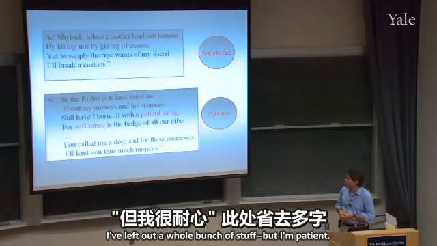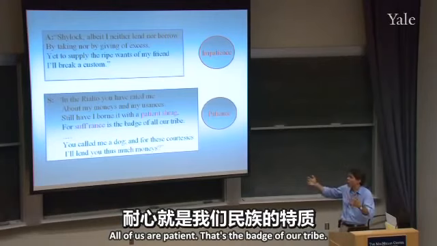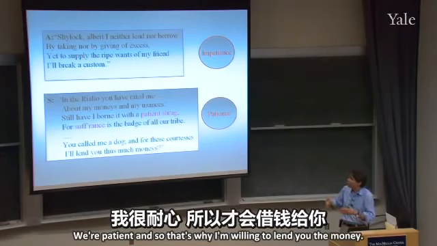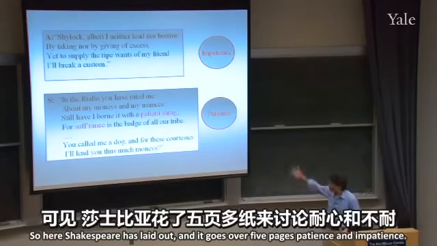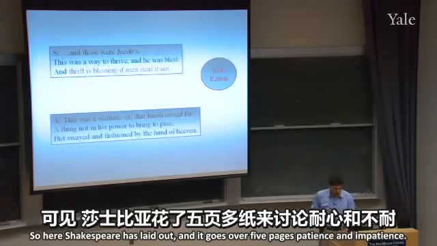And Shylock says, you're always complaining about me that I charge interest, but I'm patient. All of us are patient. That's the badge of our tribe. We're patient. And that's why I'm willing to lend you the money. So here Shakespeare has laid out, over five pages, patience and impatience.